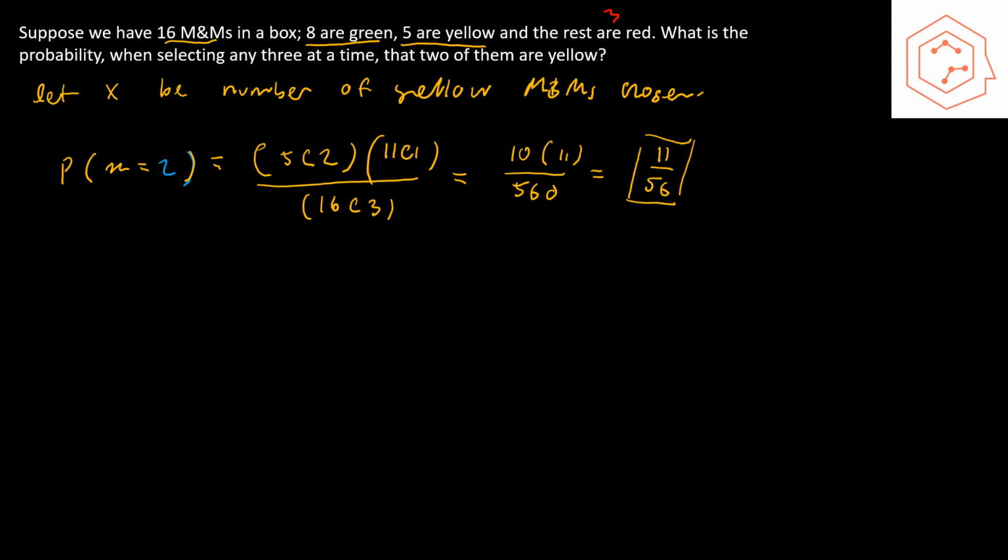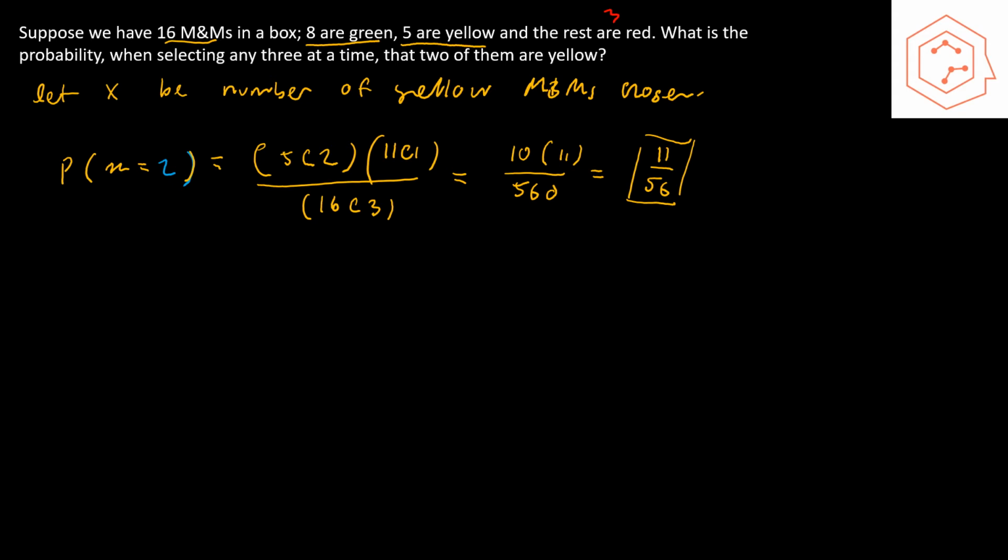So the probability when choosing any 3 M&Ms from this set of 16 at a time, the probability that 2 of them is yellow is 11 out of 16. And that's the same thing as saying when we pick 3 M&Ms 1 at a time without placing them back in, the probability that 2 of those M&Ms are yellow is 11 out of 16.